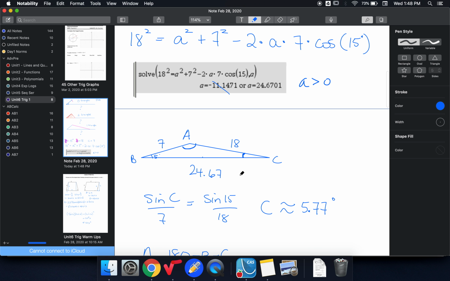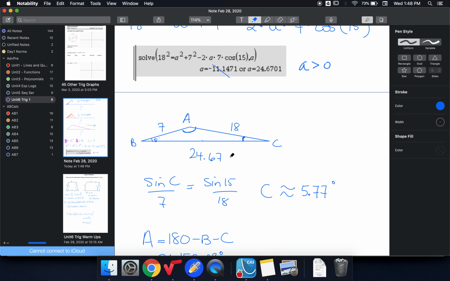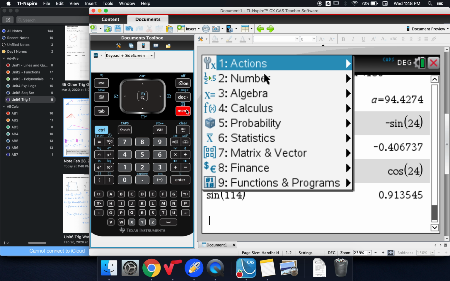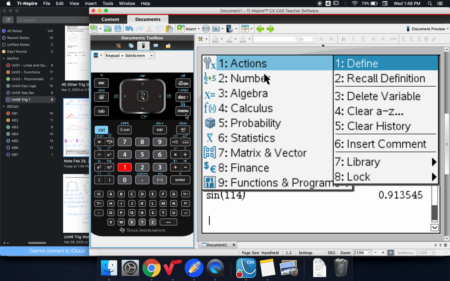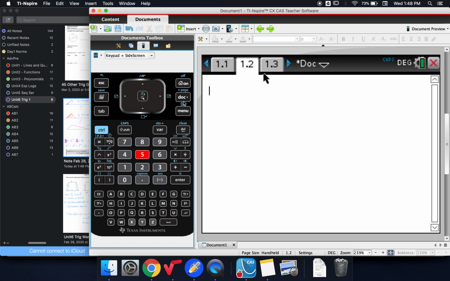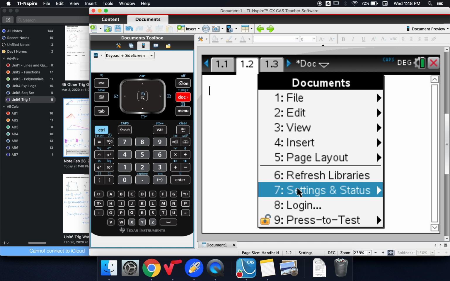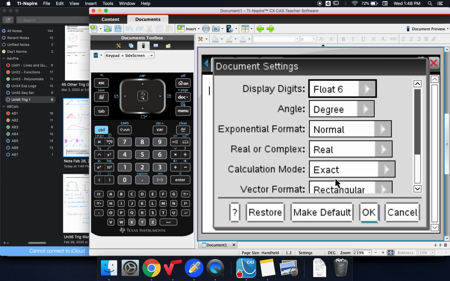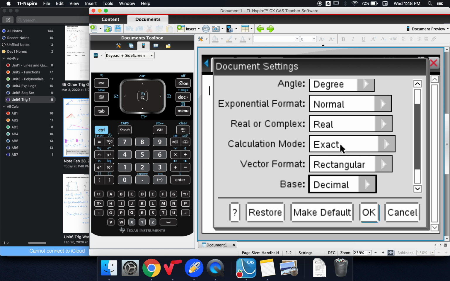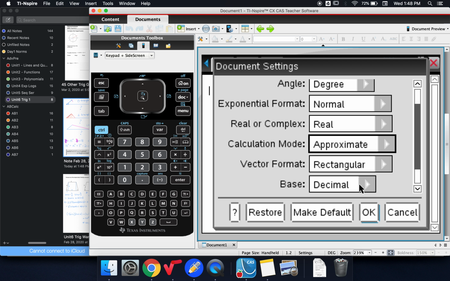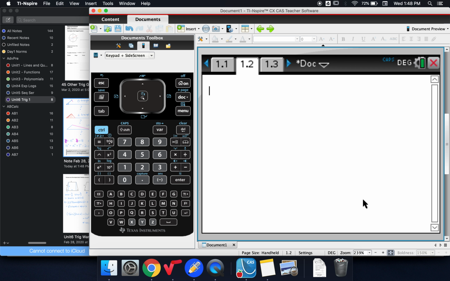So when I come into my calculator to solve, I want to make sure that I'm solving. So let's come in here, and I'm going to go into my menu, actions, and clear my history. I'm also going to go into doc settings because my calculator's been doing some funny stuff. Instead of exact calculations, I'm going to say approximate, because we know that we're going to end up with decimal answers with this.